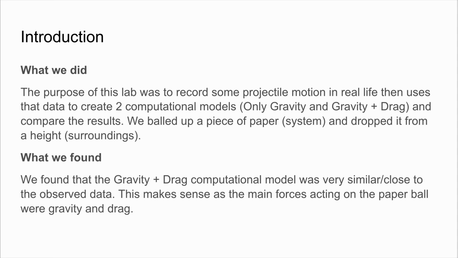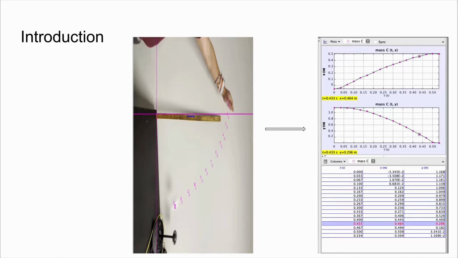One computational model would take the initial conditions of the paper ball and show how the paper ball would move through space if only gravity was acting on it. And then the second model was gravity and drag, and then we would compare the results. And what we found was that the computational model that took drag into account was much more similar to the observed data. And that makes sense because the main forces acting on the paper ball in real life are gravity and drag.